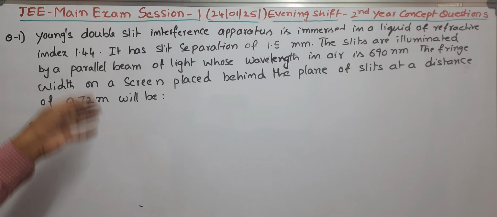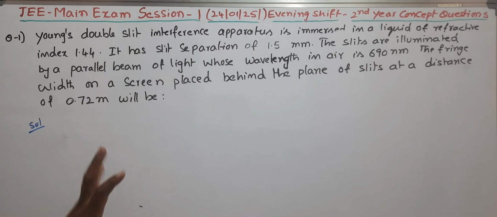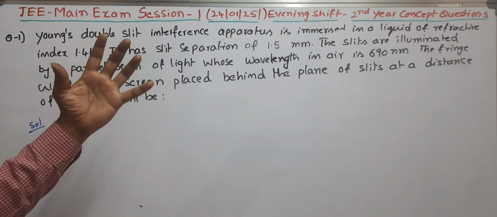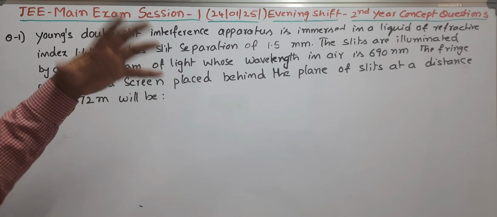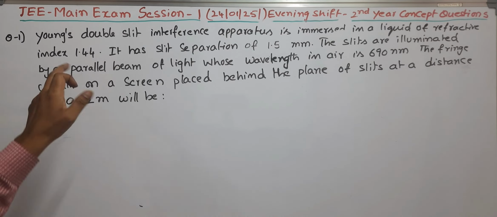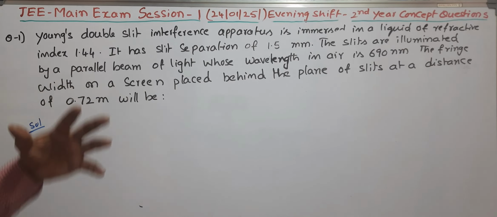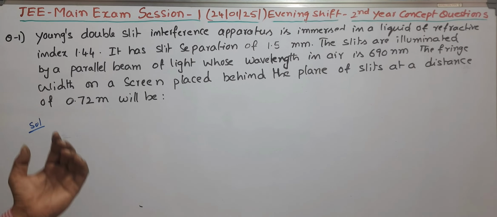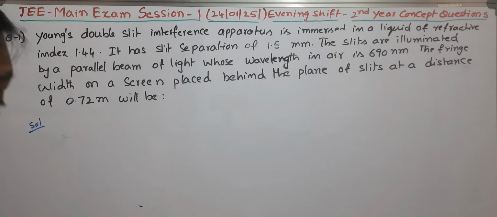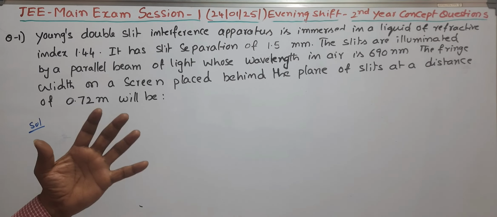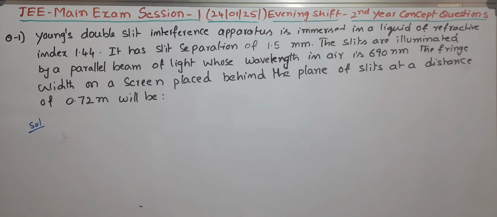That means first Young's double slit experiment is performed in air. Later, the whole Young's double slit interference apparatus is immersed in a liquid whose refractive index is 1.44. When you immerse the whole apparatus, the separation between the slits and the separation between the screen and the slits doesn't change. But the wavelength of light changes. Why? Because light travels from one medium to another medium, and it suffers a change in velocity. This is called refraction of light, isn't it?